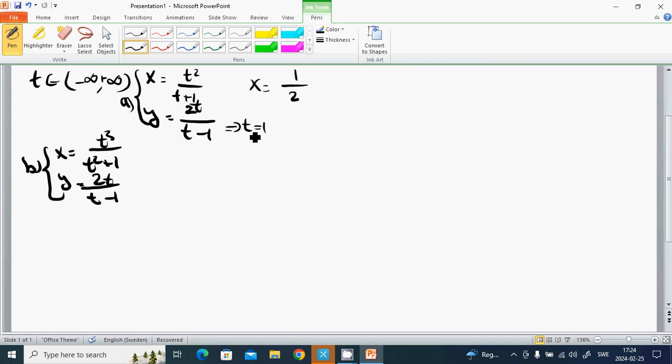And for t equals minus 1, then y equals minus 2 divided by minus 2, it is 1. Then we have also a horizontal asymptote. In this part, we have t equals 1. Then x equals 1 divided by 2, and here it hasn't, it is always positive. Then we have only a vertical asymptote and a horizontal asymptote.